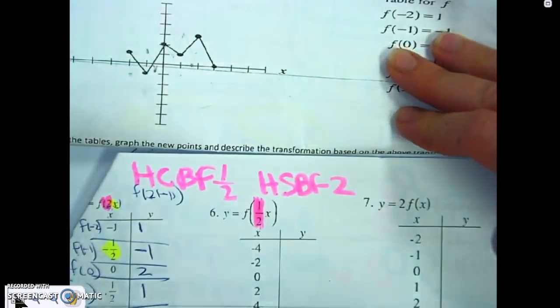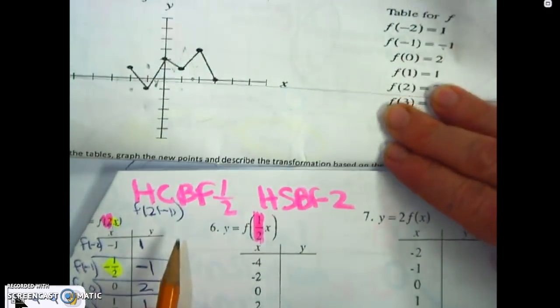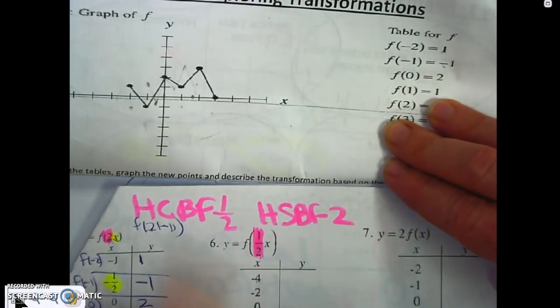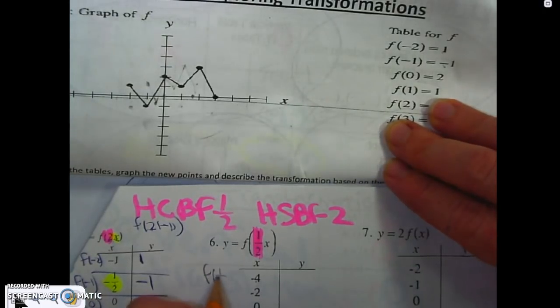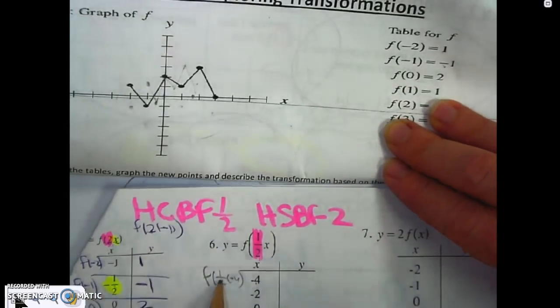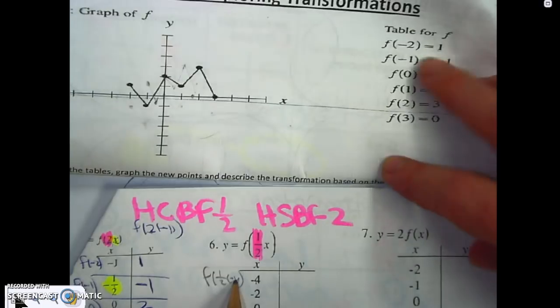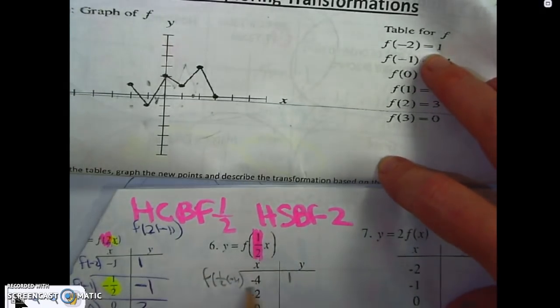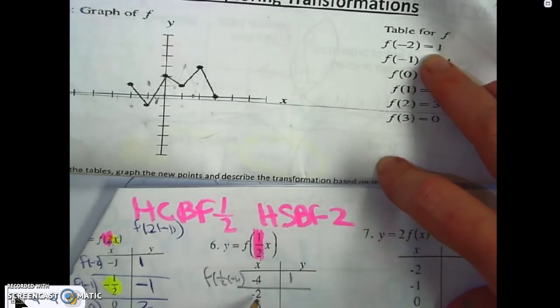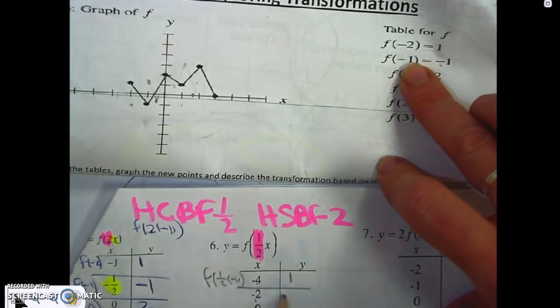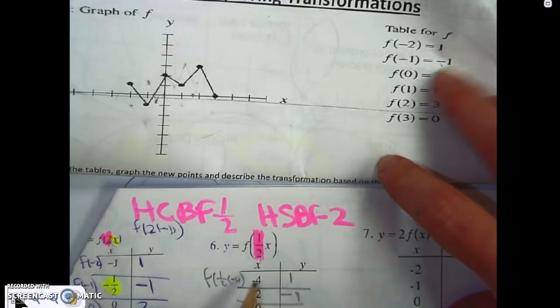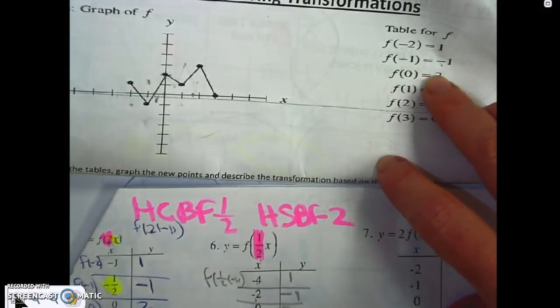And then let's start. Okay, so what I'm doing is, let me lower this a little bit. Half of -4. So I'm going to go f of 1/2 times -4. Half of -4 is -2. What's the y value? 1. Half of -2 is -1. Y value, -1. F of 0 is still 0, 2.